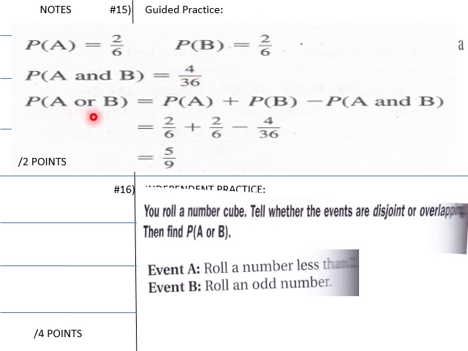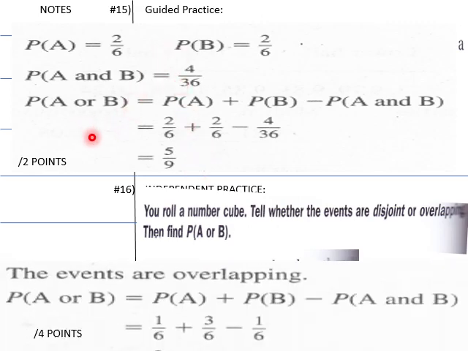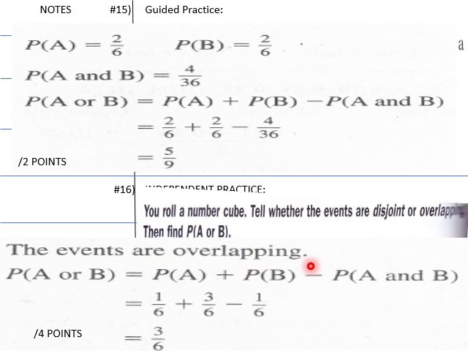So probability of A or B is probability of A plus probability of B minus probability of A and B. So it would be 2 over 6 plus 2 over 6 minus 4 over 36. And that would come out to 5 over 9, the probability there. And I throw this in for you students down here. Hurry up on that. And the bottom line is 3 over 6 here. And this is your calculations for that.